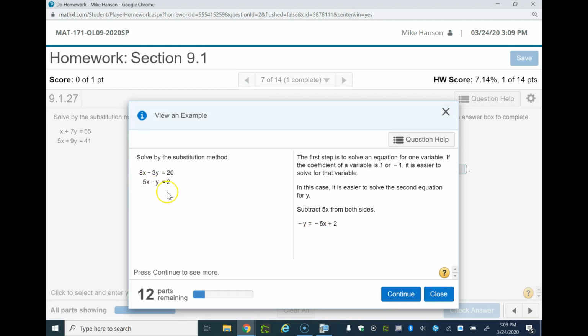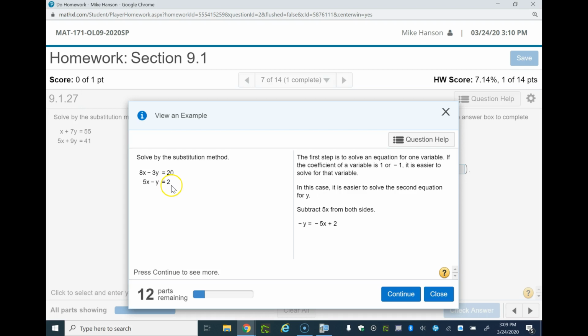In this one case here, they took the second one, because y is kind of already by itself, there's no number in front. It's probably the best one to choose as far as getting y by itself, because this one here, you can do this one also, but you got the 3 to worry about and all that kind of stuff. This one looks a little bit easier to get y by itself.